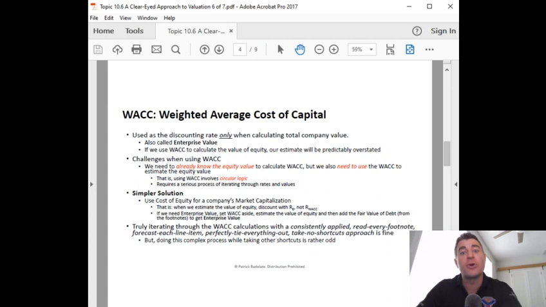And that can enable us just to focus on the cost of equity capital, not trying to actually know the weighting that we would need for weighted average cost of capital calculations. So you could make WACC work. I'm fine with that. But if you're truly iterating through the WACC calculation with the consistently applied, read every footnote, forecast every line, perfectly tie everything out, take no shortcuts approach, that's awesome. But don't just do WACC and not do everything else.